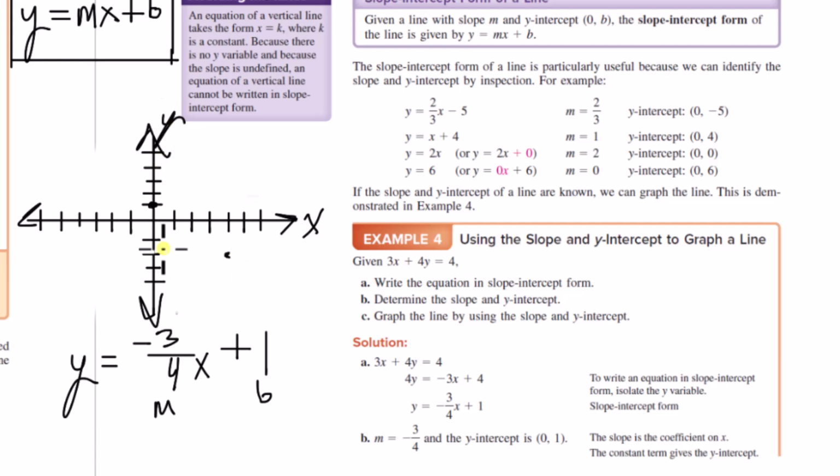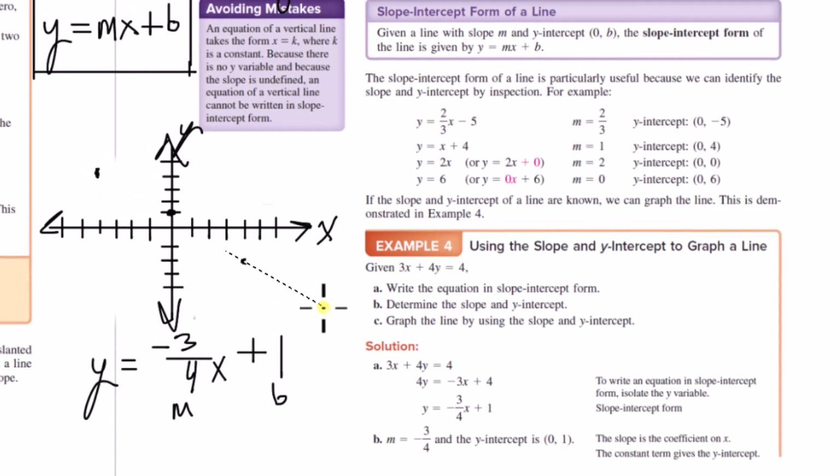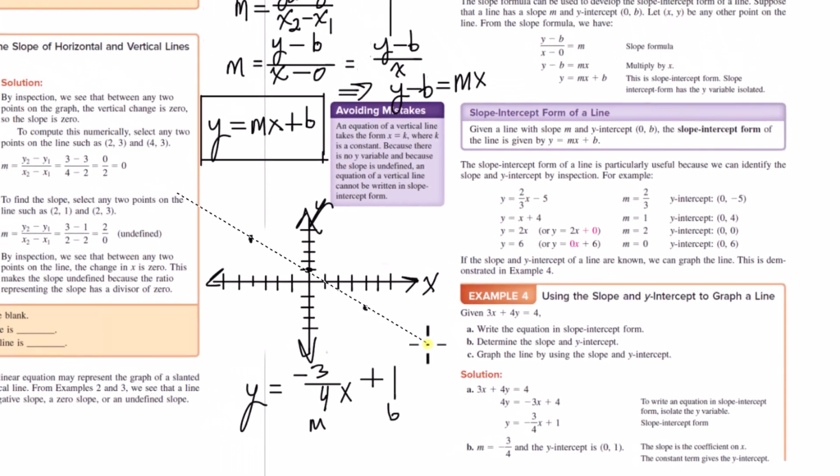Or we could go in the other direction. So we would say that it's a negative slope. So if we go up 3, so in the positive y direction, 1, 2, 3, then since it's a negative slope, we need to go in the negative x direction 4 units. 1, 2, 3, 4. Okay, so something like that.